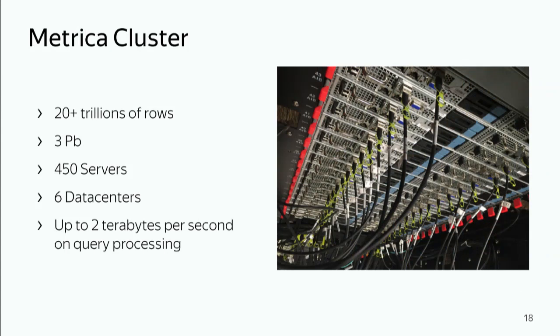The biggest cluster we know is the Yandex Metrica cluster, and in this cluster we have more than 20 trillion rows on more than 400 different servers. It's really huge. 3 petabytes of data in 6 different data centers. It can survive the failure of any of these data centers, and up to 2 terabytes per second are processed on this cluster. So 2 terabytes each second are processed during the queries of the people using Yandex Metrica.